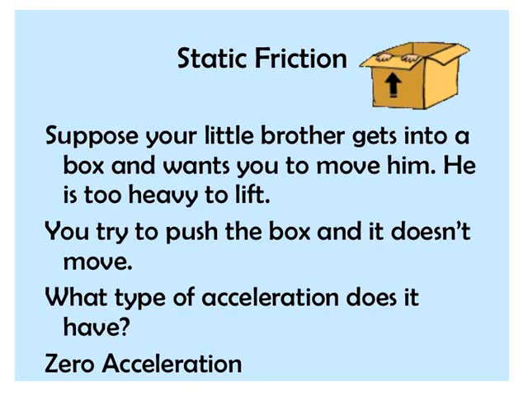Now read the slide here. Suppose your little brother gets into a box and wants you to move him. He is too heavy to lift. You try to push the box and it doesn't move. What type of acceleration does it have? 0 acceleration. So when there is 0 acceleration, the force given to the box keeps the box in the same place, and the friction exerted in this situation is known as static friction.